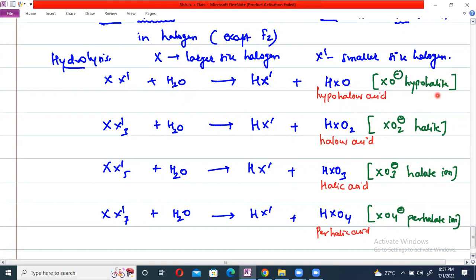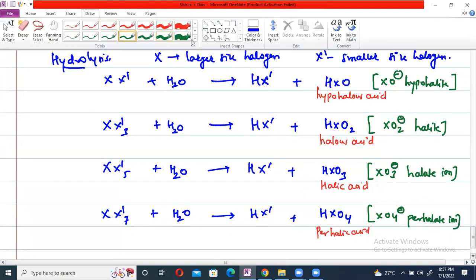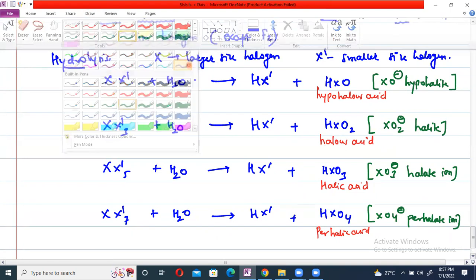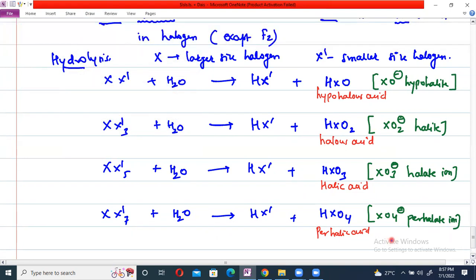See beta, if the XX' type of interhalogen compound undergoes hydrolysis, it gives hypohalous acid, and the salt formed by it is a hypohalite ion. XX'3 on hydrolysis forms halous acid, and the salt formed is a halite ion. XX'5 on hydrolysis gives halic acid, and the salt formed is a halate ion. XX'7 on hydrolysis gives rise to perhalic acid, and the salt formed is a perhalate ion. So this is about the hydrolysis of the interhalogen compound.